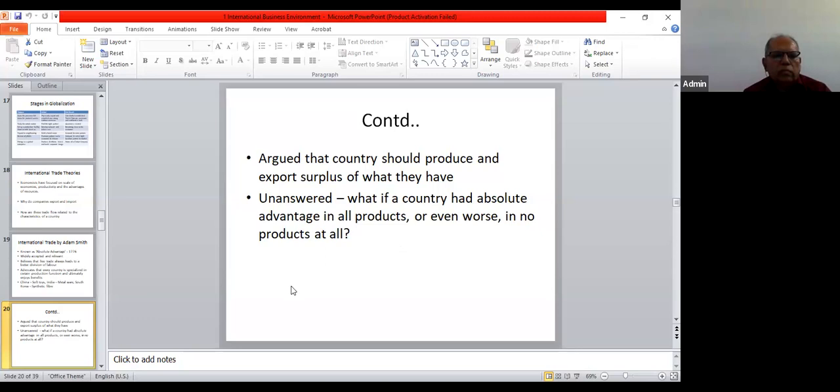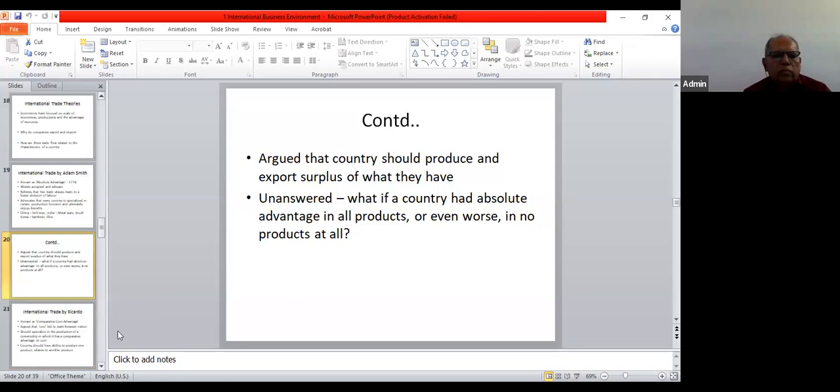So this was the first theory which I discussed with all of you. The theory which was initiated by Adam Smith. And what is the title of the theory? Yes, please. Before I go to the next theory, just revise your concept. What was the title of this theory? Absolute advantage.